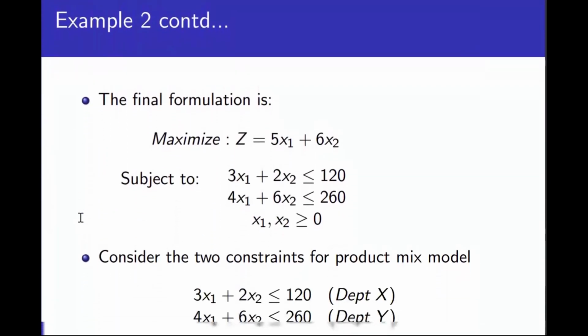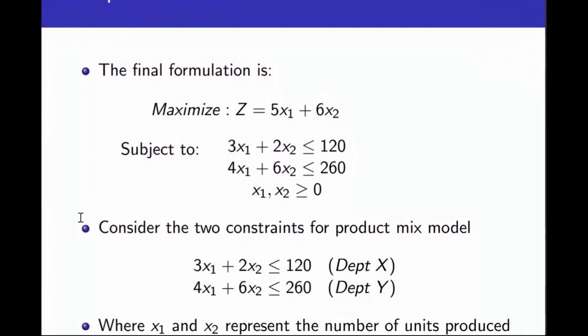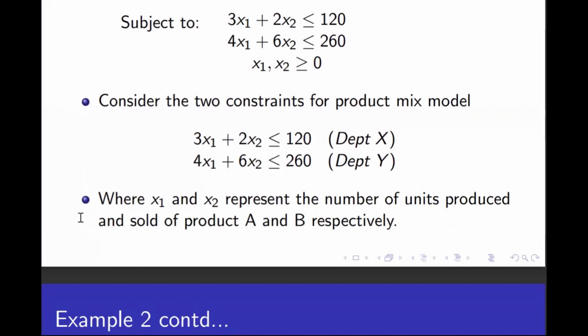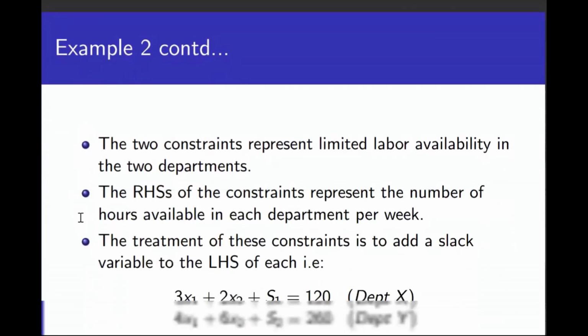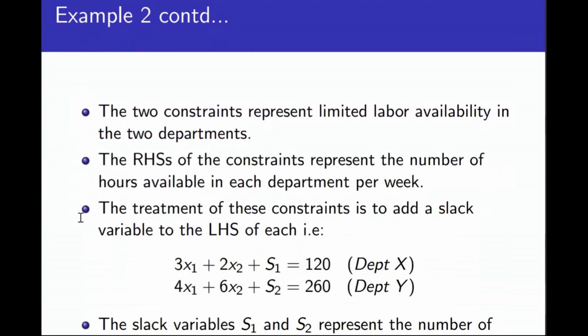So the final formulation is maximize z is equal to 5x1 plus 6x2 subject to 3x1 plus 2x2 is less than or equal to 120, 4x1 plus 6x2 is less than or equal to 260, x1, x2 greater than or equal to 0. So consider the 2 constraints for the product mix model, where x1 and x2 represent the number of units produced and sold of products A and B respectively. The 2 constraints represent limited labor availability in the 2 departments. The right-hand side of the constraints represents the number of hours available in each department per week.